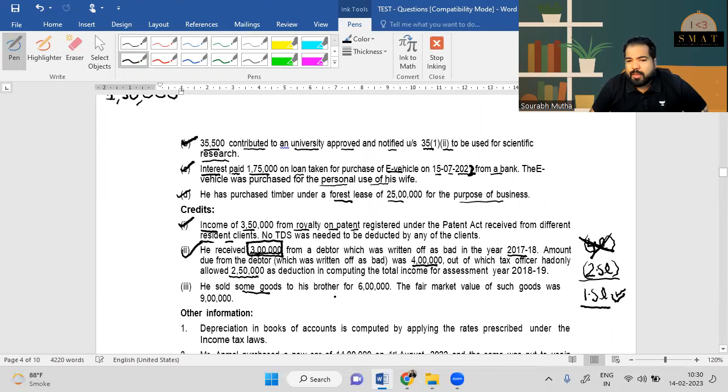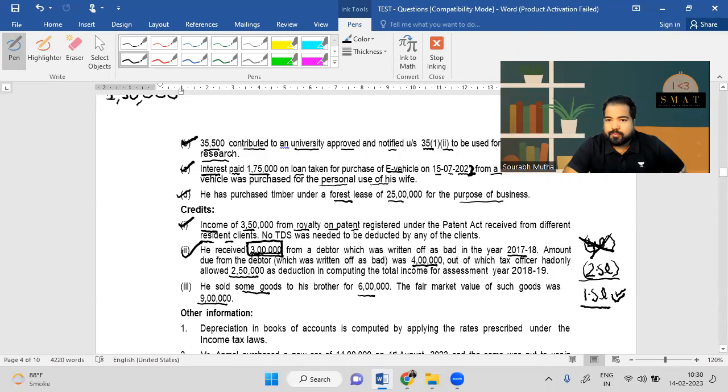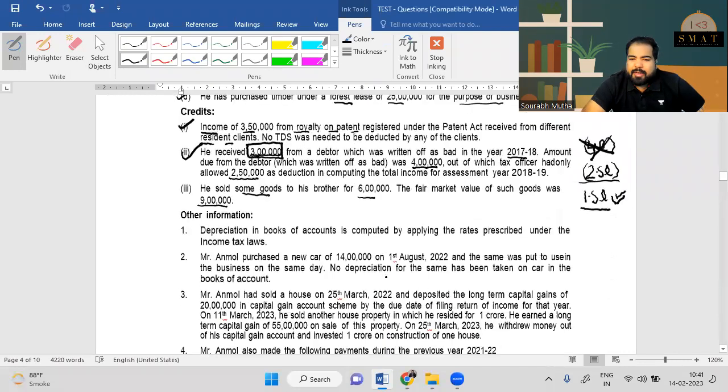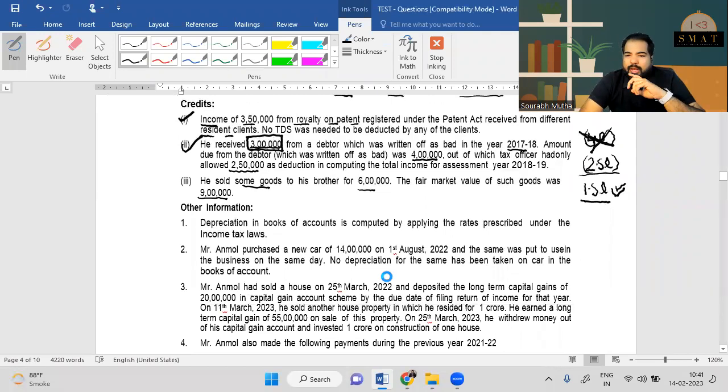He sold some goods to his brother for 6 lakh. The fair market value of such goods was 9 lakhs. Guys, in expense, any unreasonable expense, just one moment. All right. So guys, selling goods to the brother doesn't matter. The only thing is if there is unreasonable or unnecessary or excess expenditure, that is a problem. So this is on the income side, so that is not a problem.